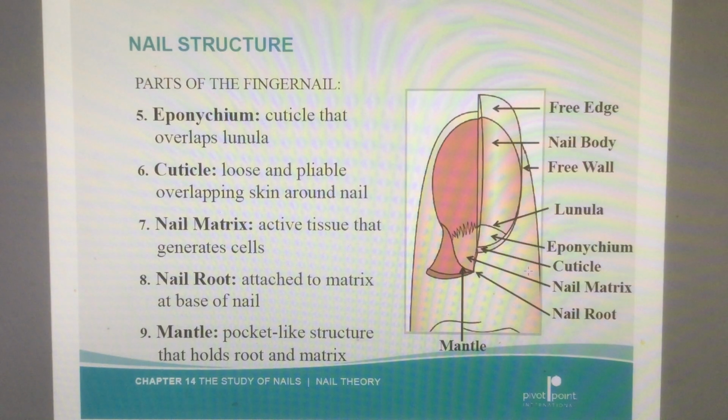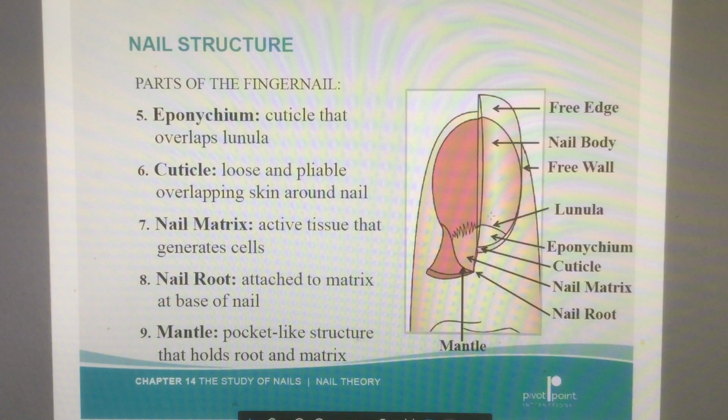Eponychium is the cuticle that overlaps the lunula. We have the cuticle, which is the loose and pliable skin overlapping the skin around the nail. Now, the thing about the cuticle is that that's the substance that we actually cut. It's usually dry and overlapping, and the reason why it's pliable is because it's already dead skin. The attached stuff is the stuff that if we try to cut it, it actually does have some blood supply. So the eponychium overlaps the lunula. The cuticle is loose and pliable, overlapping skin around the nail.